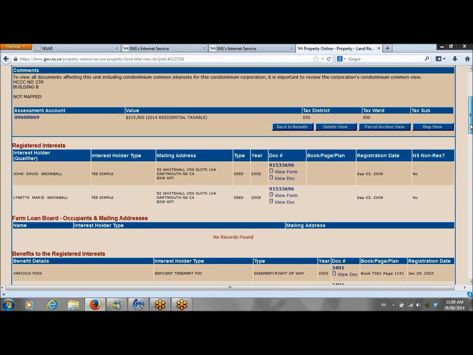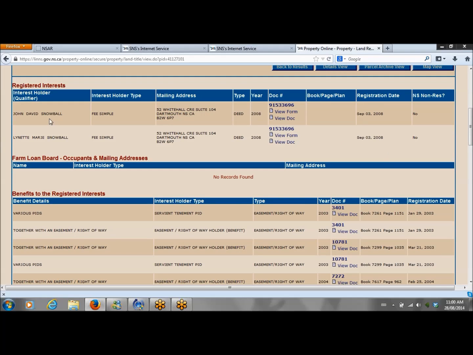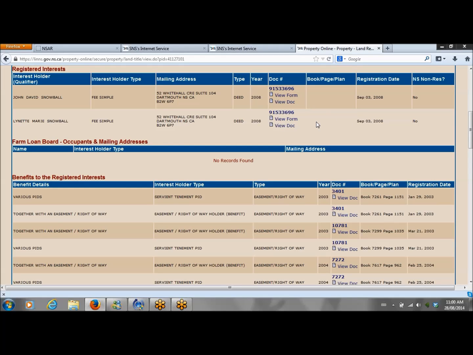Okay, so I'm just going to go back up here. Right here, we have the registered interest. So this is where that agent caught herself. So I can view the document, look at the deed. Something else it tells you, because you've got the registration date on the deed, it tells you when you're going to go back and look the history up in Philogix.